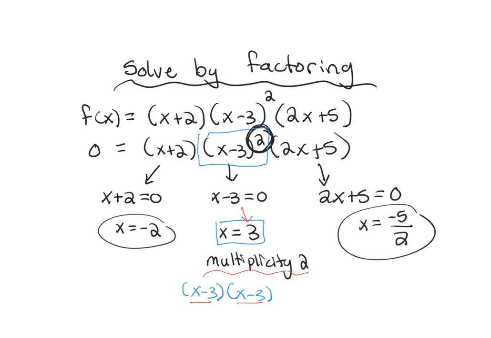So a reminder, when we're solving, that's when we set the function equal to 0. On the graph, these are x-intercepts. So I have -2, -2.5, and 3 are all places that this polynomial function will cross the x-axis.